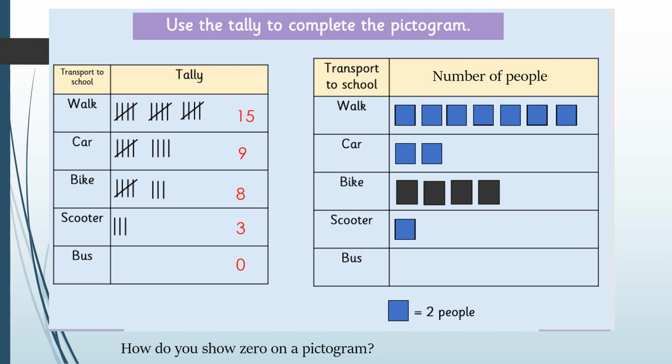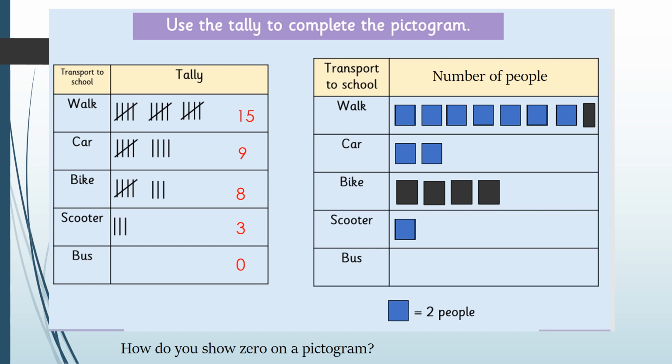If the whole square equals 2 people, then for 1 person I want half a square. So the number of people missing here, let's see, 2, 4, 6, 8, 10, 12, 14. So I need 1 more person. Half a square makes 15.